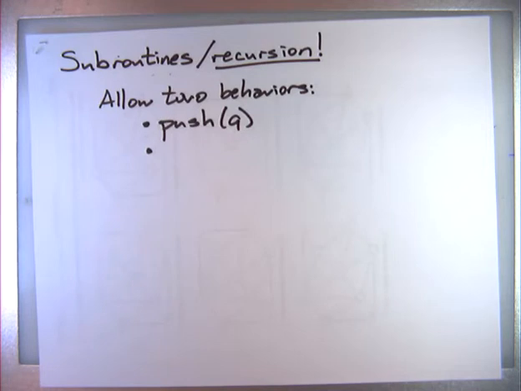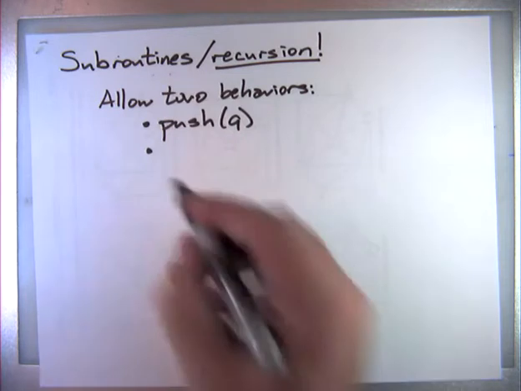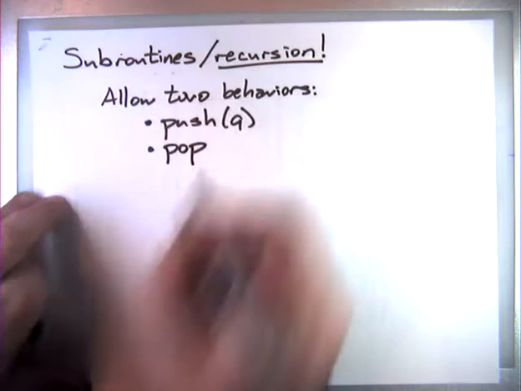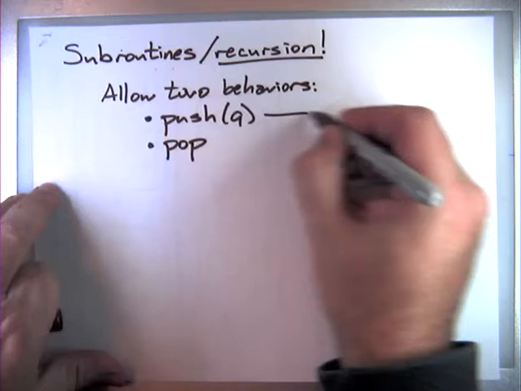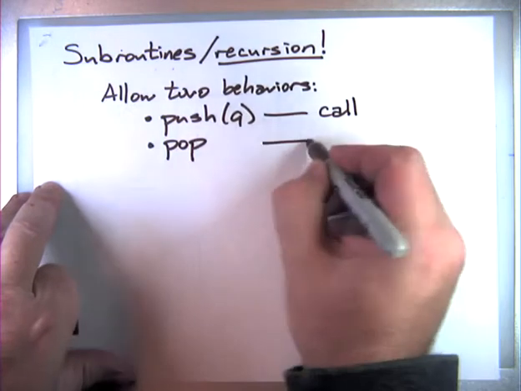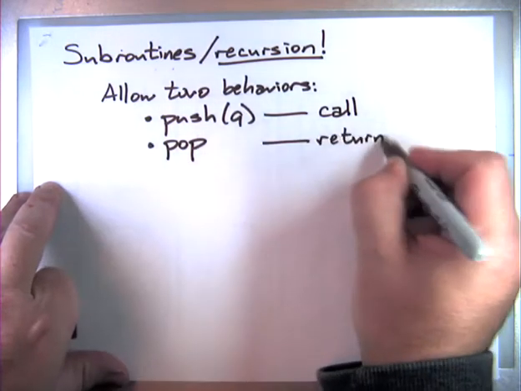Okay? So I want to imagine being able to say, push this state onto some stack. Save this state. And then I also want to be able to pop. And what pop does is it pops whatever the top state is off the stack and then makes it your current state. Okay? So this is call some function, and this is return from that call.